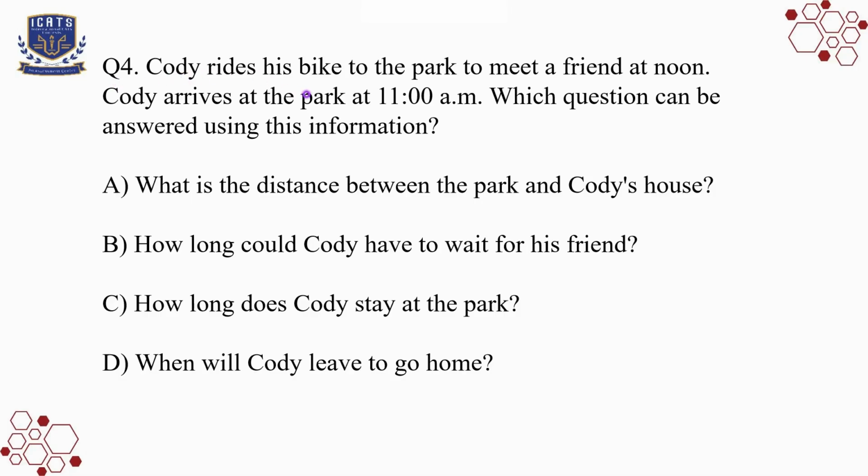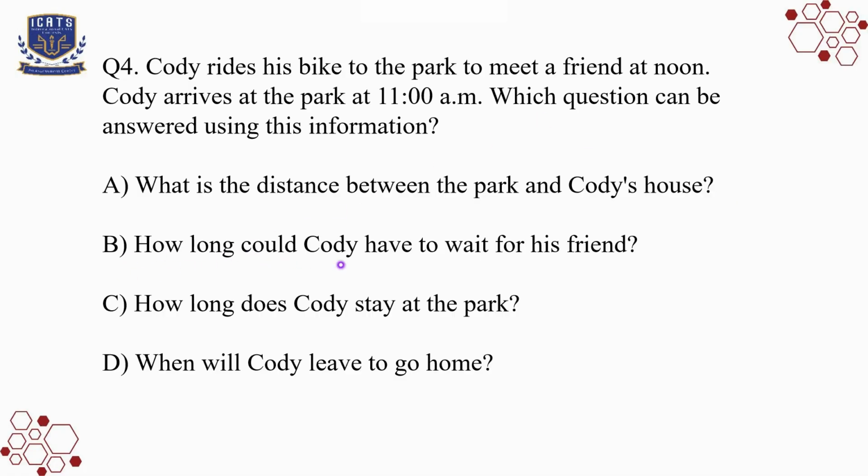Question number 4, Cody rides his bike to the park to meet a friend at noon. Cody arrives at the park at 11 a.m. Which question can be answered using this information? Option A is what is the distance between the park and Cody's house? So no such information is given in the question.